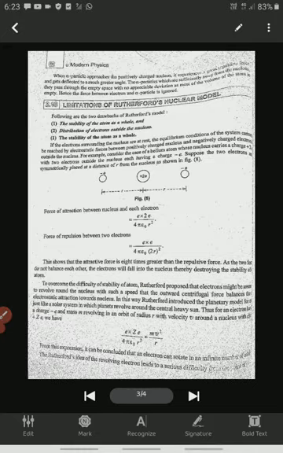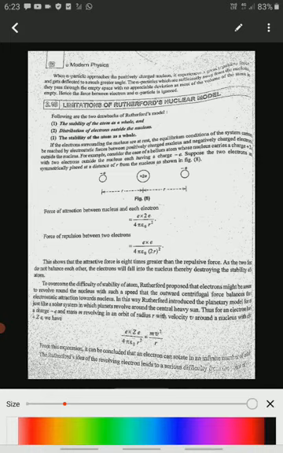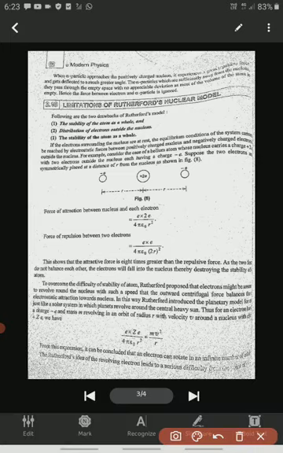Next, we will study the limitations of the Rutherford nuclear model. What are the limitations of the Rutherford nuclear model? What is the meaning of limitations? Limitations is nothing but failures, the drawbacks of the Rutherford nuclear model.